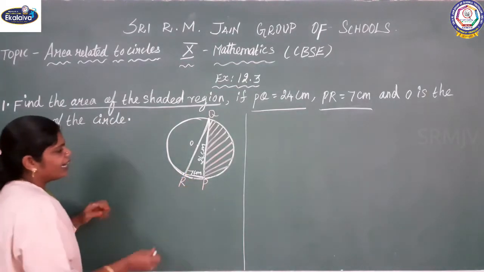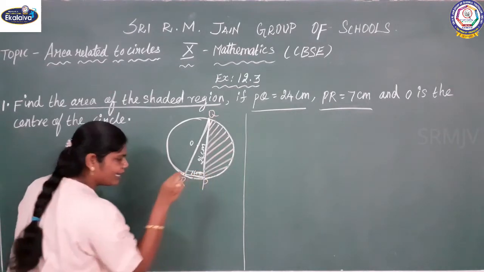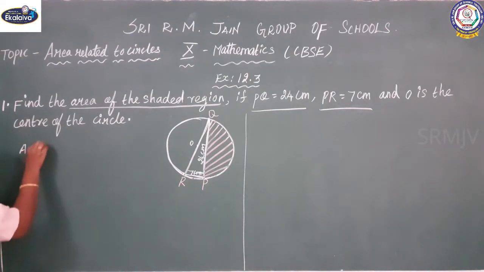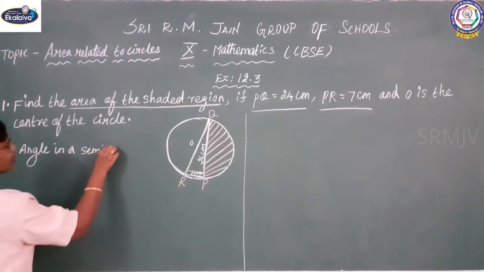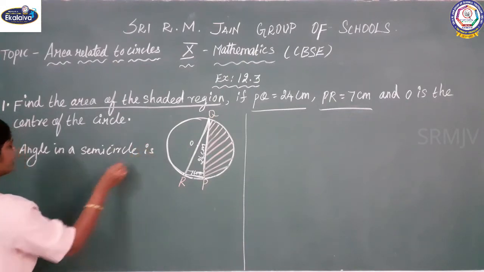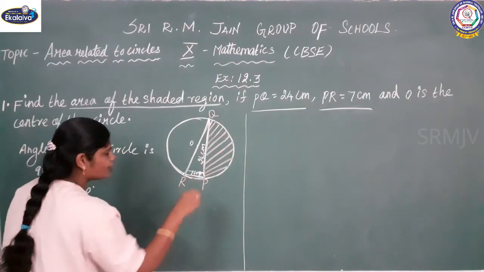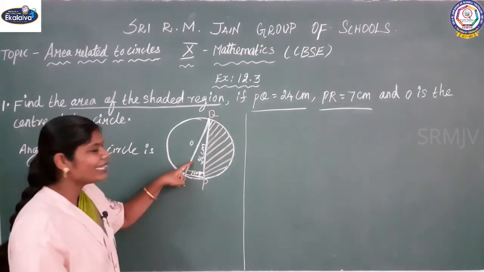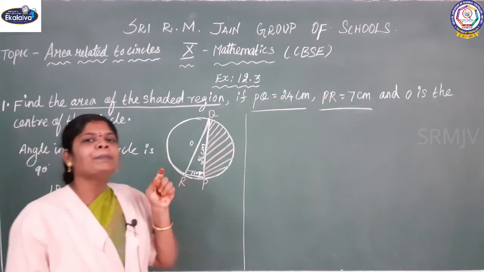Okay, see here, angle in a semicircle is 90 degree. Angle in a semicircle is 90 degree. So angle P equal to 90 degree. Here 90 degree. So what type of triangle is this? Right angle triangle. The side opposite to the 90 degree is called the hypotenuse. Okay, so here we are going to use the Pythagoras theorem.